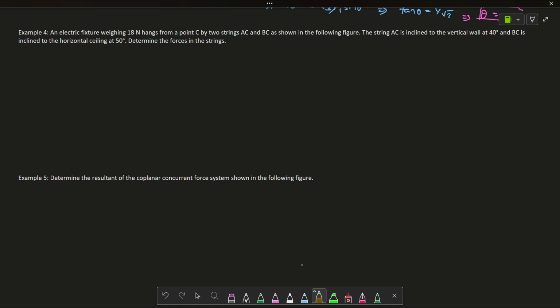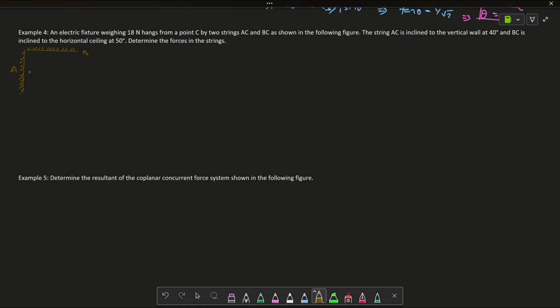Question number 4 is saying an electric fixture weighing 80 Newton hangs from a point C by two strings AC and BC. So I will draw the figure here first, then you will be able to understand that. This one is the vertical wall. This one is the horizontal wall. This one is A. This one is B.